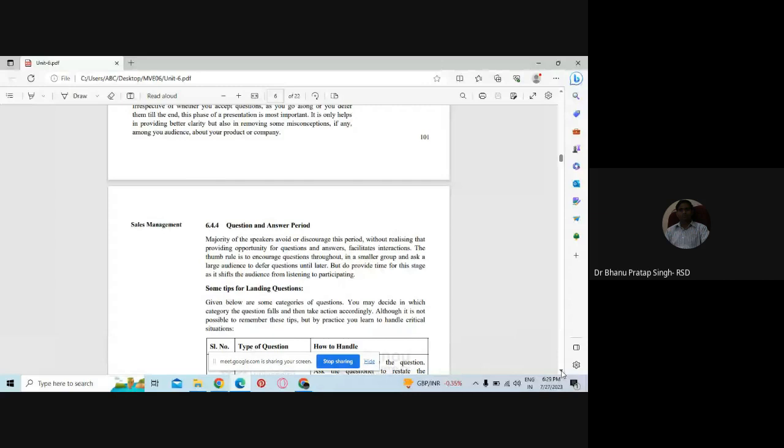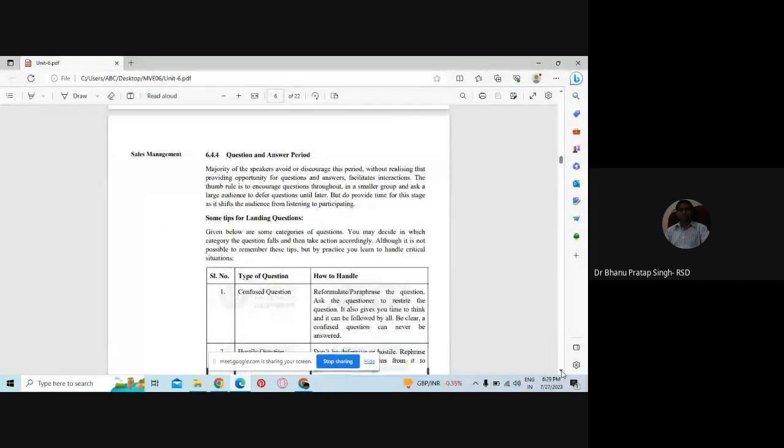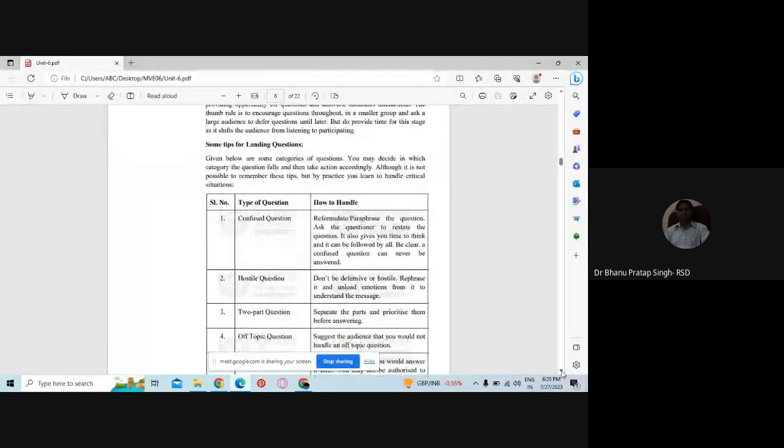So here are some tips for handling questions. If confused questions are coming, then reformulate or paraphrase the question, or ask the questioner to restate it. It also gives you time to think, and it can be followed by an answer. Be clear, a confused question can never be answered.